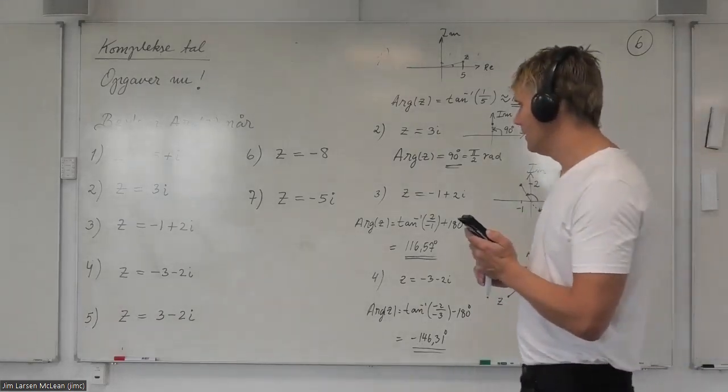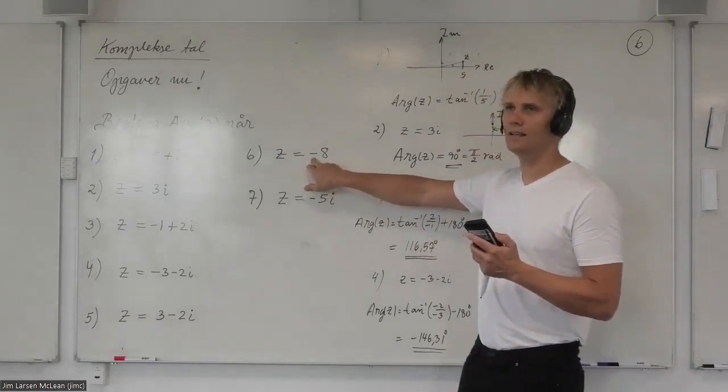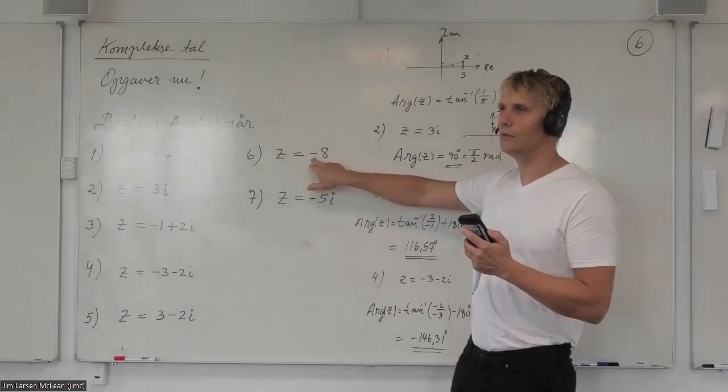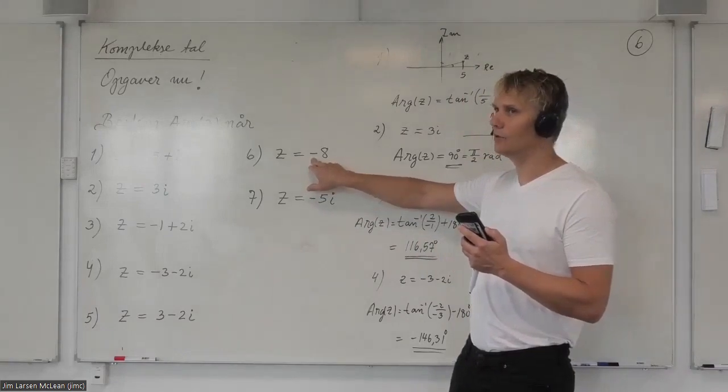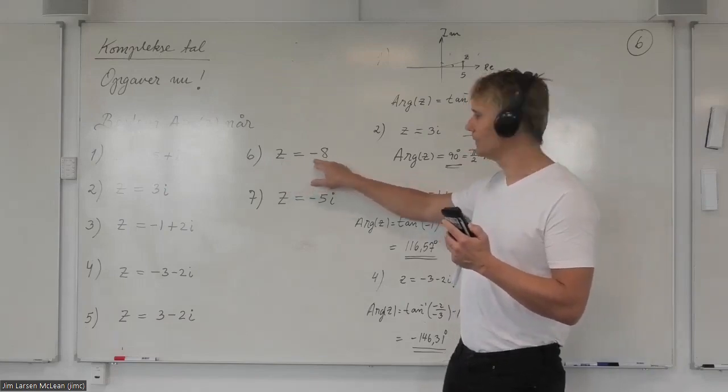So what do we have next? So we move on to problem 5, which is the same principle. We could quickly mention that if you have a real number on the real axis, the angle has to be 180 degrees, not negative 180 degrees, because that wouldn't be the principal argument. Negative 180 degrees is an argument for this complex number, but it's not the principal argument.